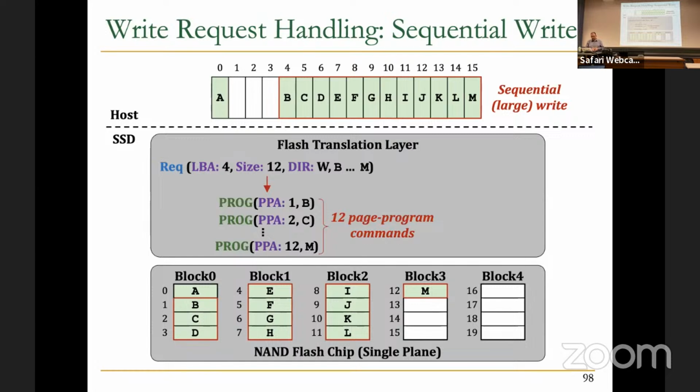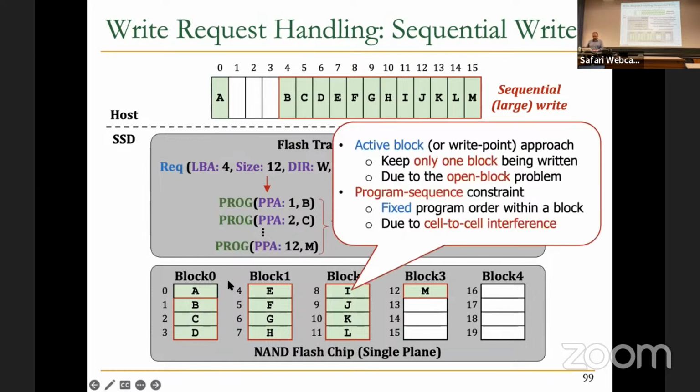Why? The reason is the active block. One of the blocks is ready to write, meaning it is already erased and you're using that block to write. So that's your write point. We want to keep the number of write blocks as low as possible. Ideally, we want to keep only 1 block being written. And this is due to the problem that we call the open block problem.